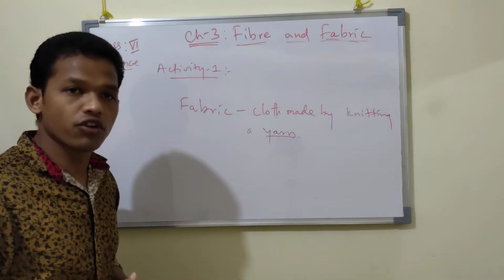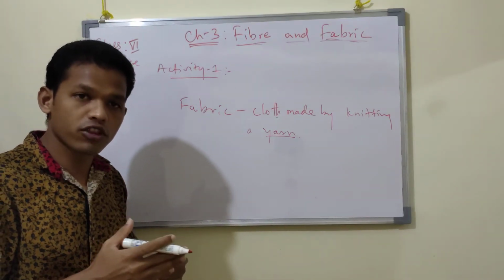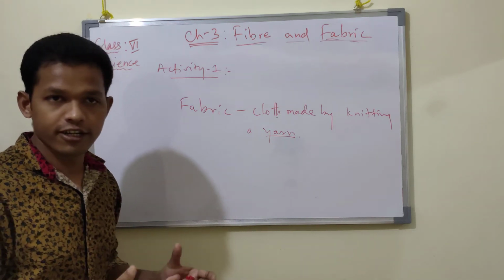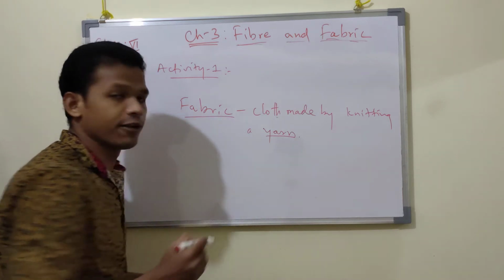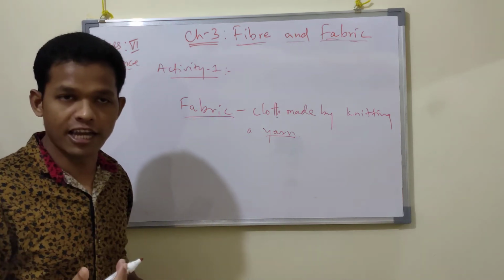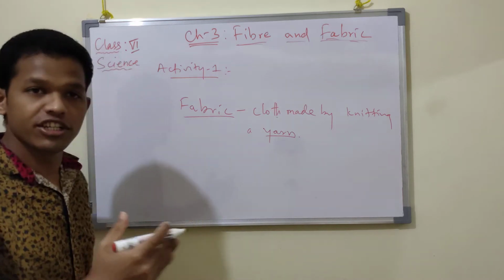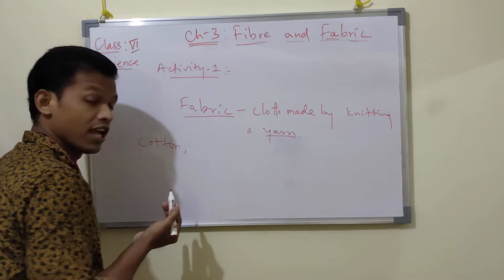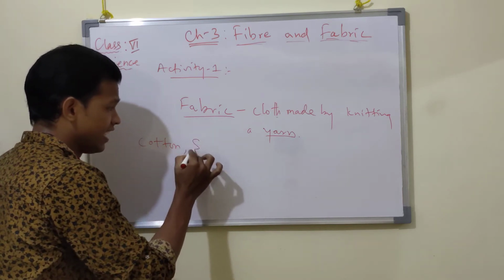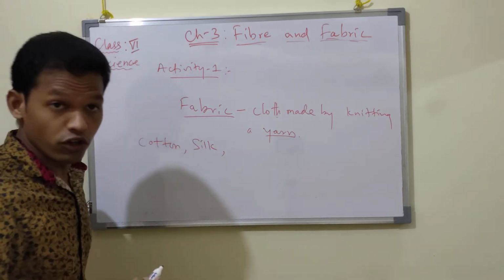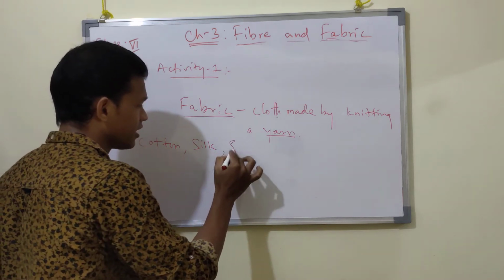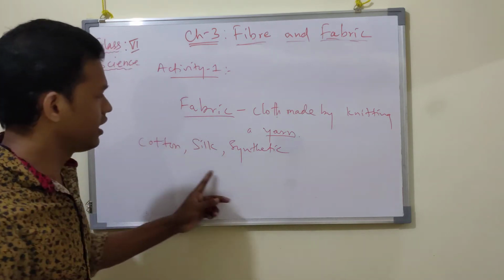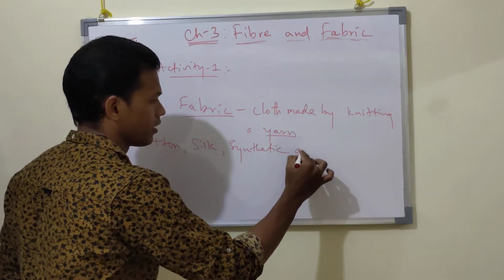So if you visit any tailor shop, you will find different pieces of cloth after stitching. Collect all those different fabrics and arrange them in different sets. You will find cotton fabric, silk, synthetic, and woolen.